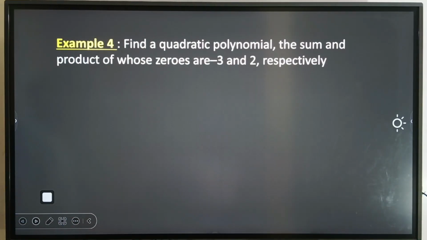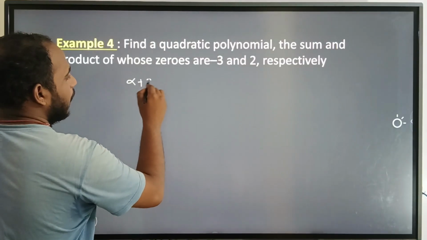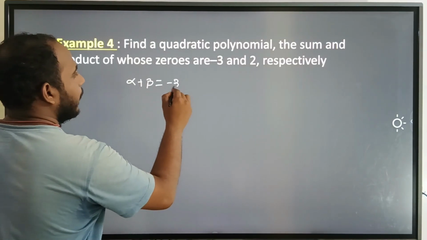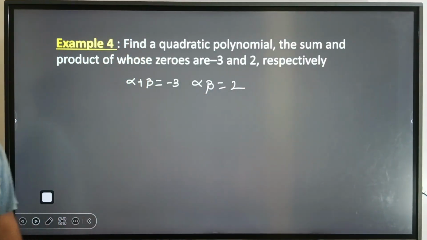Find the quadratic polynomial, the sum and the product of whose roots are minus 3 and 2 respectively. Here, given that the sum of the roots, that means alpha plus beta, equals minus 3, and the product of the roots, that means alpha into beta, equals 2.